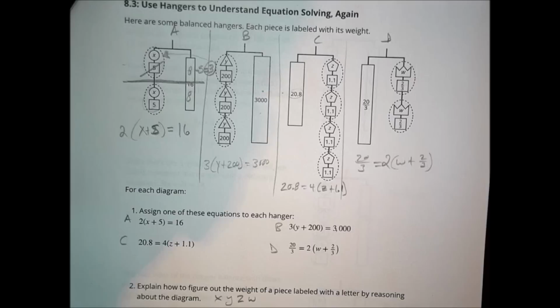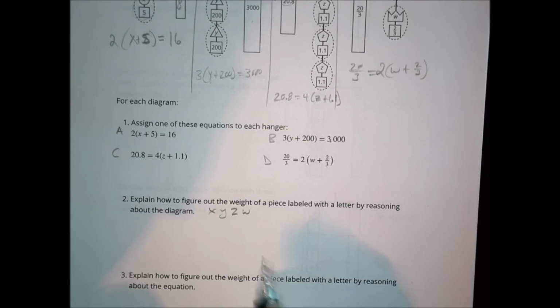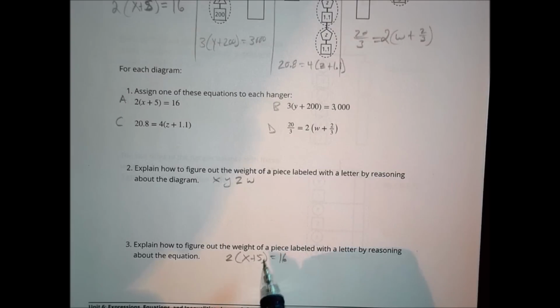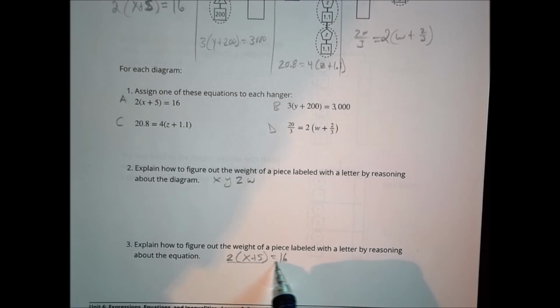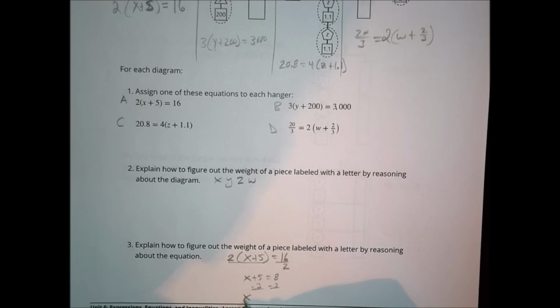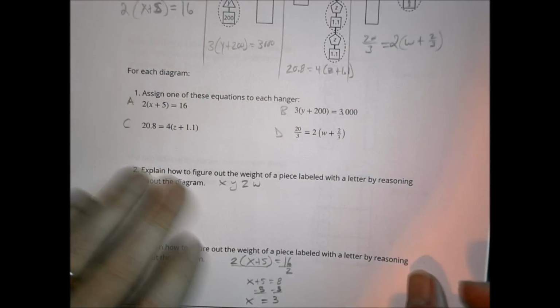If I was to do the same thing with the equation, reasoning about the equation, I have 2 times x plus 5, like this, equals 16. So to do it with the equation, we have to divide both sides by 2. That gives us x plus 5 equals 8. I subtract 5 from both sides, and x is equal to 3. So you can do it by reasoning of just the picture, or you can do it with the actual equation itself. And that's the idea of what you're going to be doing there. We do it again and again. And that's really what this lesson was about.